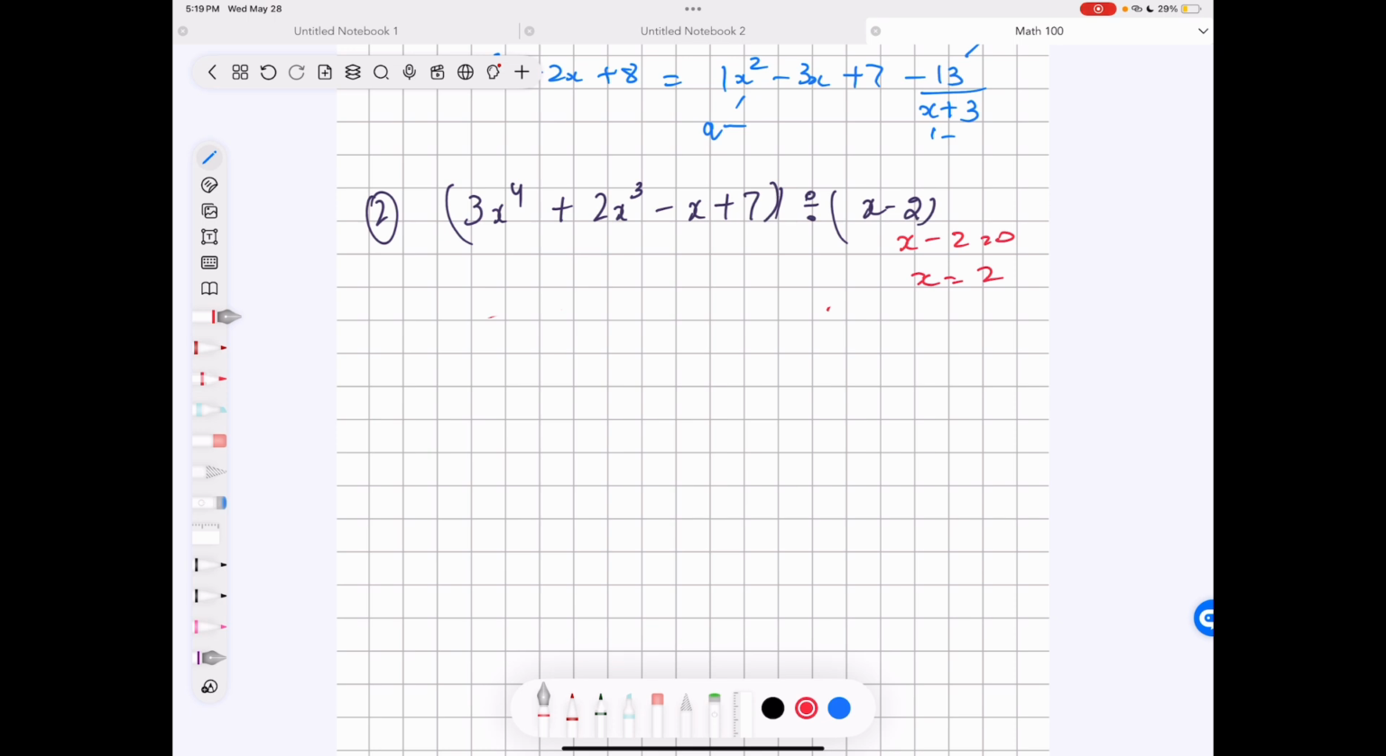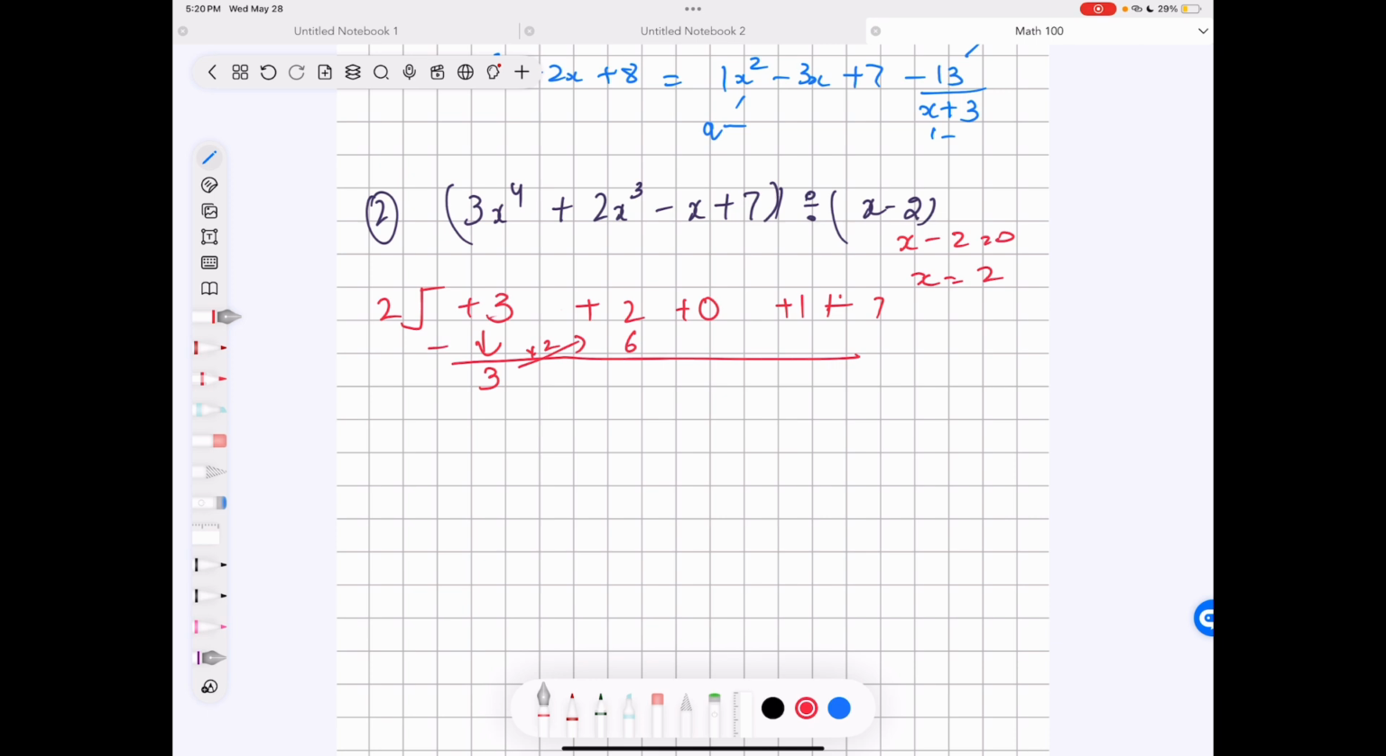So we're going to divide it by 2. We just write the coefficients: positive 3, positive 2, and then we write 0 instead of the quadratic x term here, and then we write plus 1, and then plus 7. So we bring down 3, and then we multiply it by 2. 3 into 2 is 6.